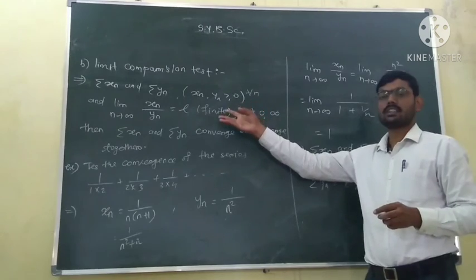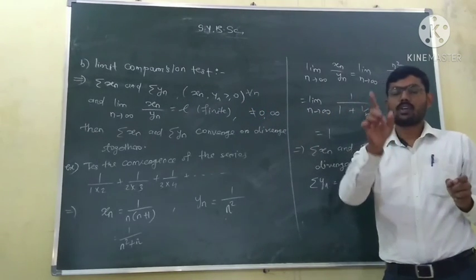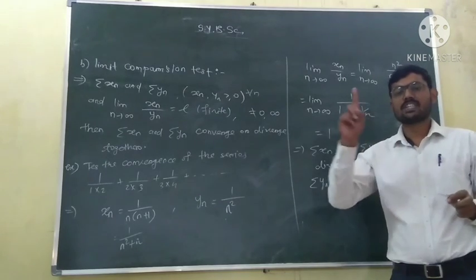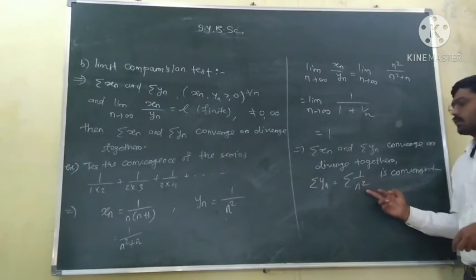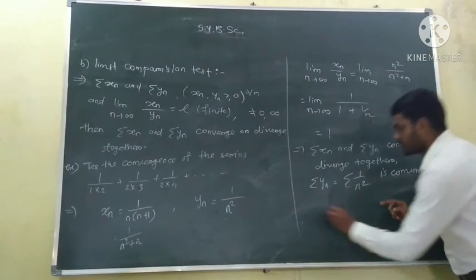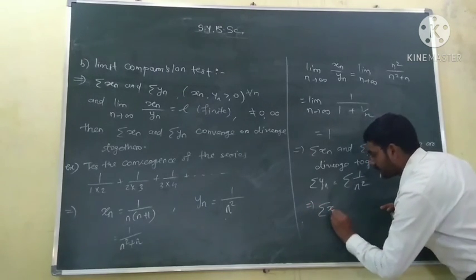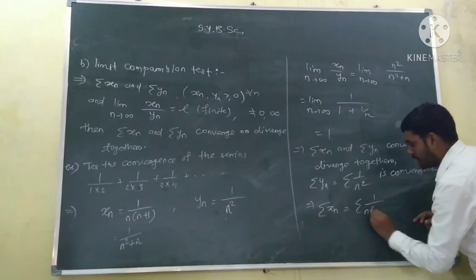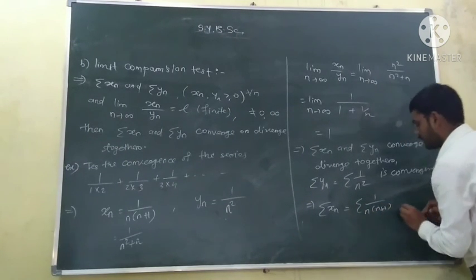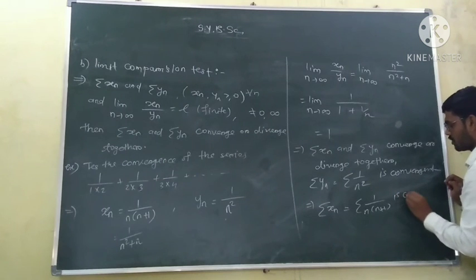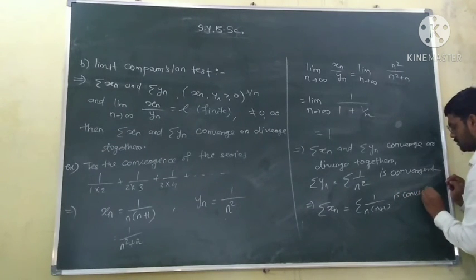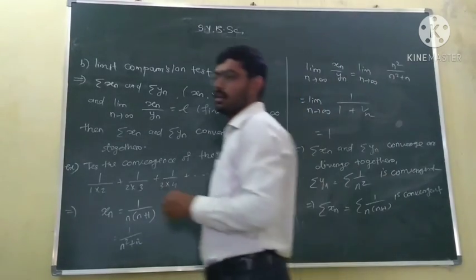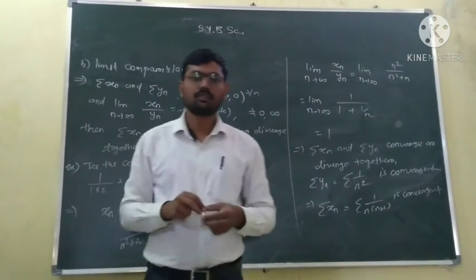This is the limit comparison test. Of the two series, if one of them is convergent, the other must be convergent. If one is divergent, the other must be divergent. But here, one series yn is convergent, which implies series xn, whose nth term is 1 upon n into n plus 1, is also convergent. Okay. So this is the limit comparison test.